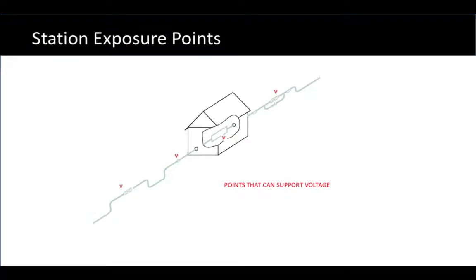The points in this facility that, if no action were taken, can support a voltage would be the insulated joints. We see 3 insulated joints in this picture, actually a 4th in the upper right also, and those can support voltage if they're not protected. Also in the building, let's assume that we have to address equipment for piping that passes through the building that might remain unreferenced to the building or grounding system.